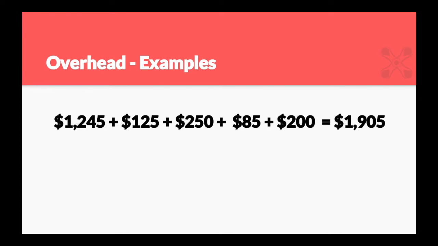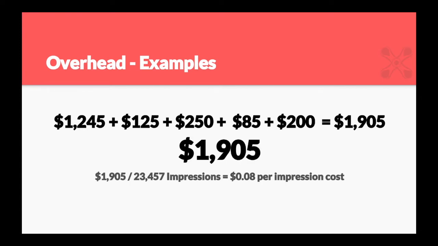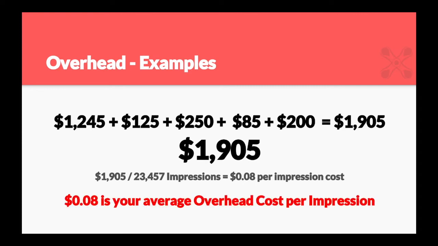So add all that up, it's $1,905, right? And we printed 23,457 for the month. So that could be 8 cents an impression. So 8 cents would be your average overhead cost per impression for this particular month.